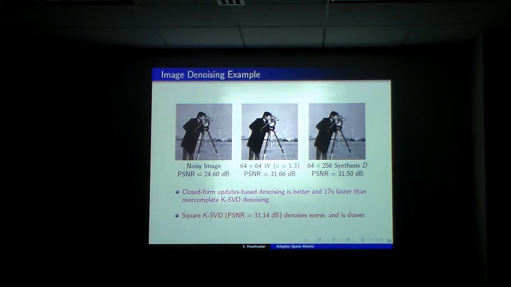The KSVD is no longer state of the art, right? It is not, but I will be comparing to the state of the art later. But for this example, to just compare the models, I'm using a dictionary learning algorithm, and I use KSVD.